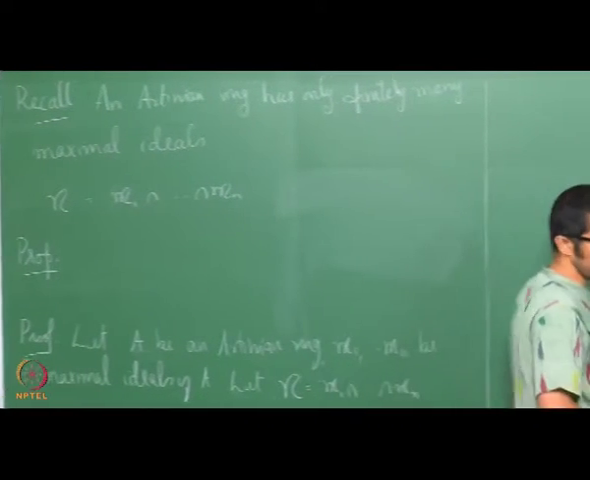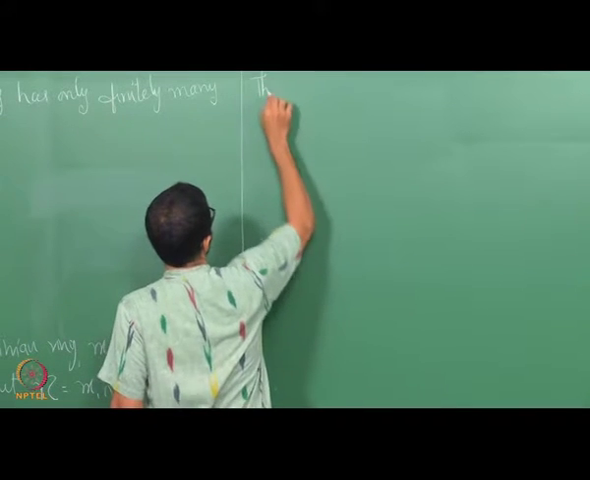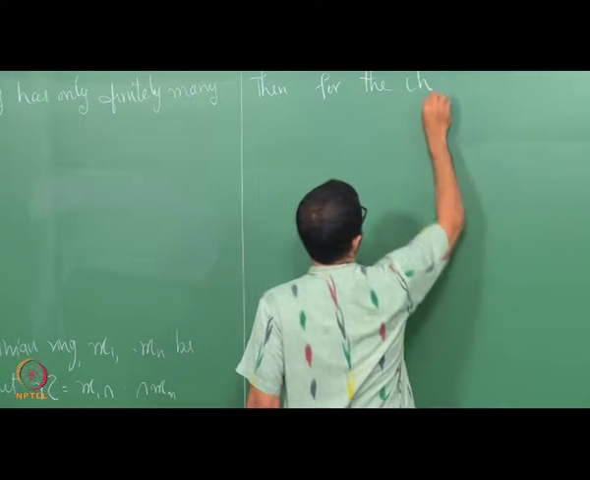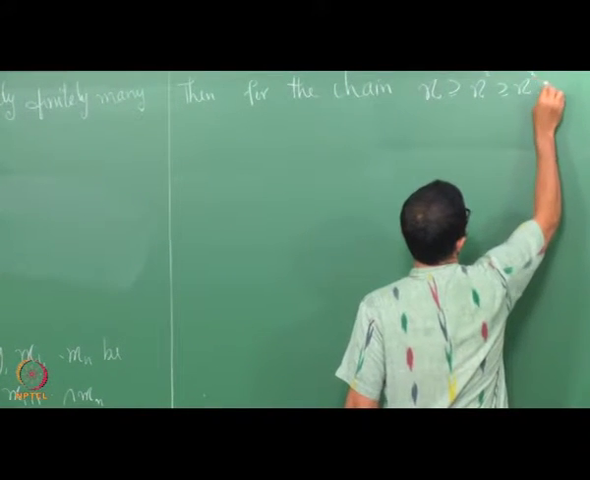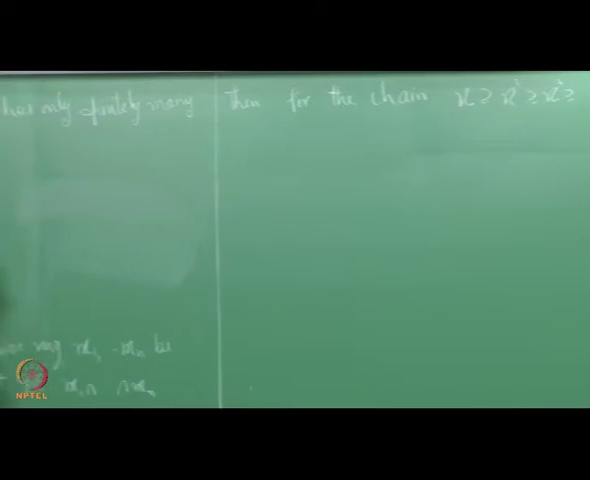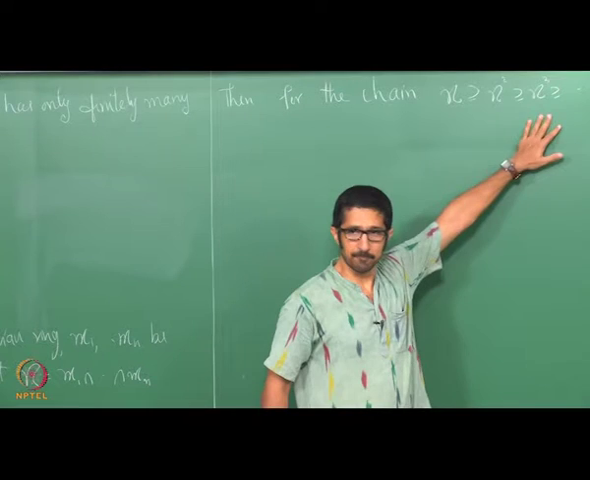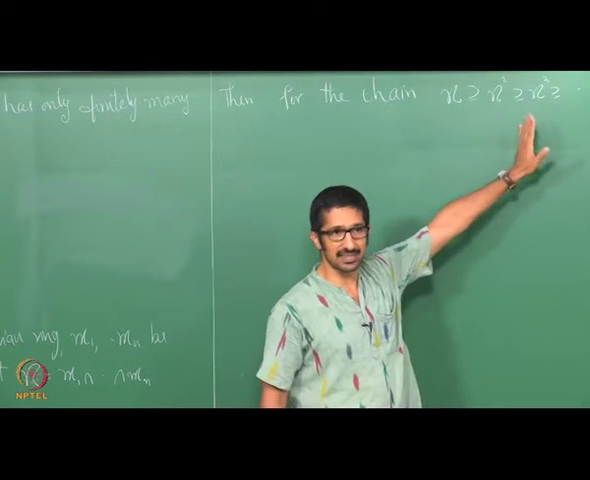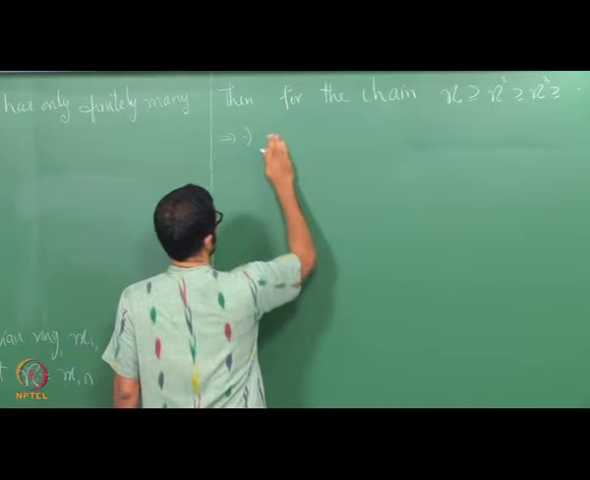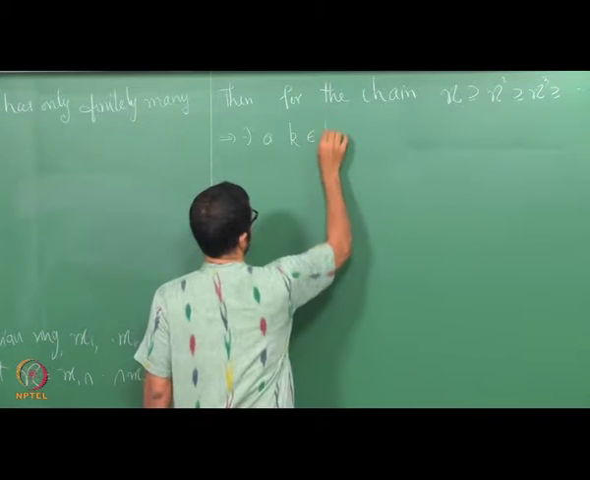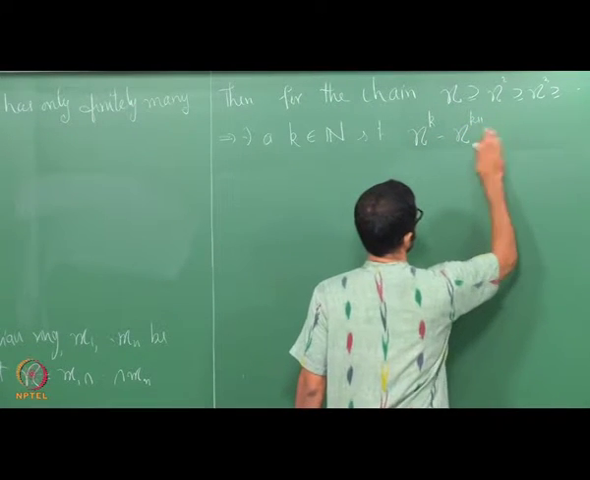Now, given any ideal we can form a descending chain of ideals. Then for the chain n contained in n square contained in n cube and so on, we are inside an Artinian ring. So, if we look at this chain, I can always find a k such that n power k is equal to n power k plus 1 and so on, right. This implies there exists a k such that n power k is equal to n power k plus 1, and so on.